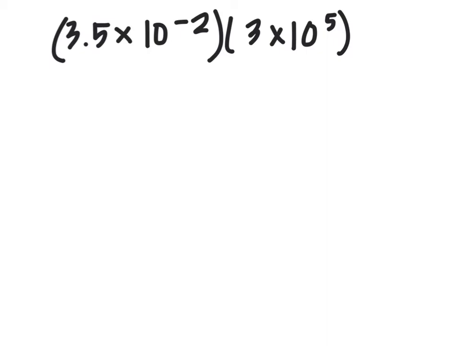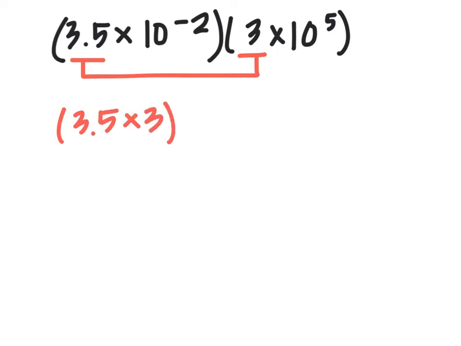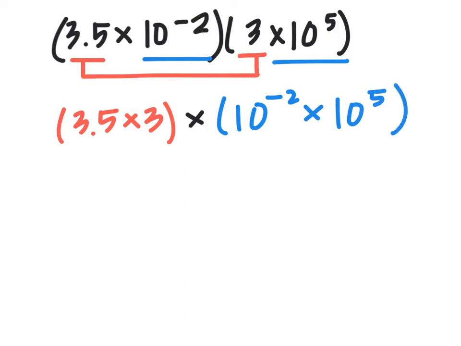We have 3.5 times 10 to the negative second power times 3 times 10 to the fifth power. This is not more advanced because of the decimal. In fact, we're going to take the same approach as we did with the last problem and group our 3.5 and 3, the leading numbers, and multiply that by the powers of 10. 10 to the negative second times 10 to the fifth. From here, we'll go ahead and simplify.